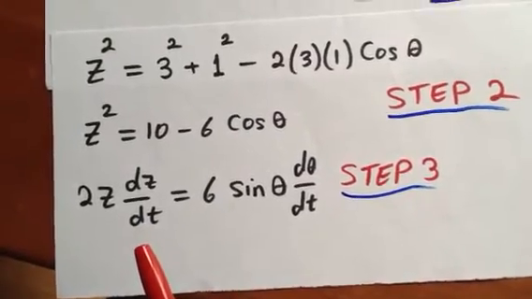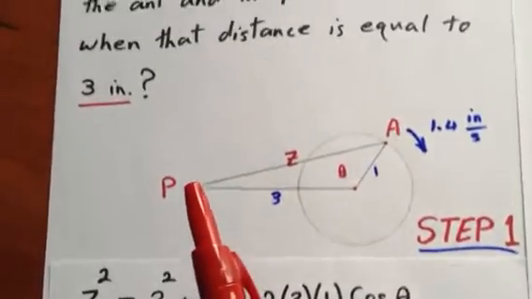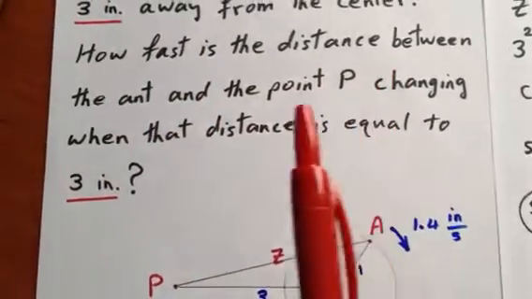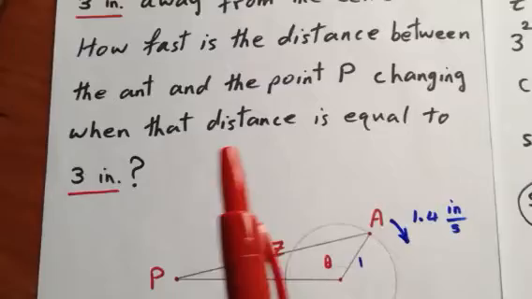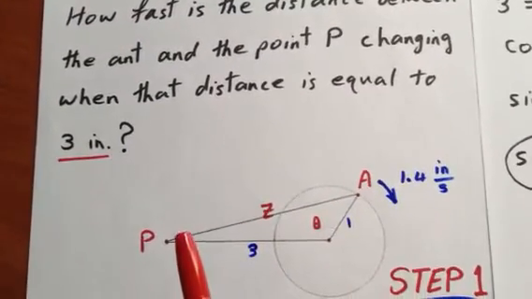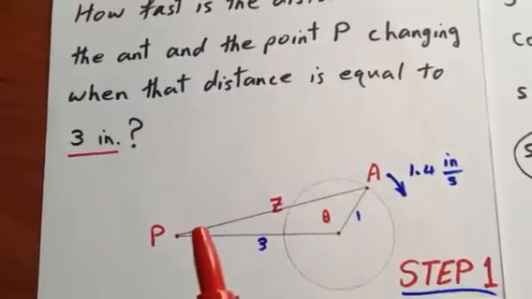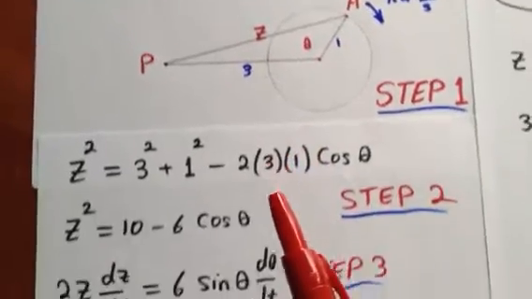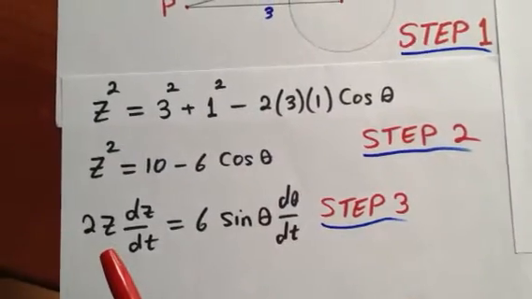dz/dt is the unknown. Let's look at the question one more time. How fast is the distance between the ant and the point P changing when the distance is equal to 3 inches? So that means find dz/dt when z is 3. So we plug in 3 for z here.